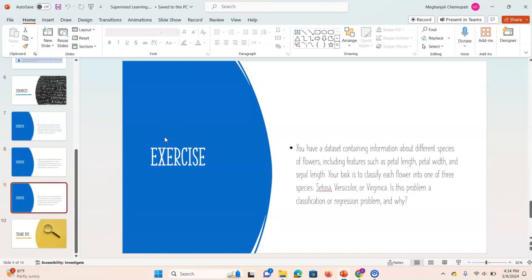And then you have a data set about different species of flowers. Now you need to classify each flower by its variety. So basically, this means that you have more than two classes. That means it is a multi-class classification problem.